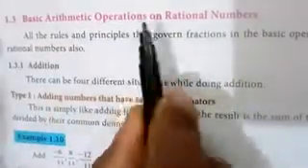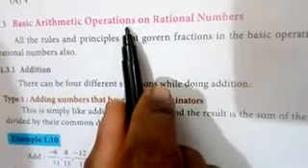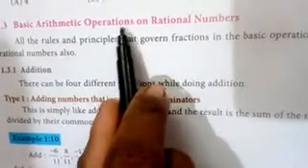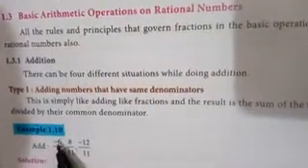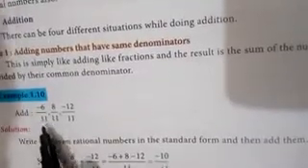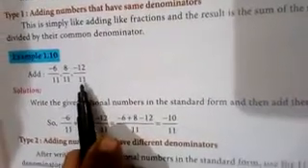Basic arithmetic operations means addition, subtraction, multiplication and division. That is the basic arithmetic operations. First, related to addition problems: add minus 6 by 11, 8 by 11, minus 12 by 11. First you have to check, for any addition or subtraction problem, we have to check the denominator. If the denominators are the same, we just have to simplify the numerator.